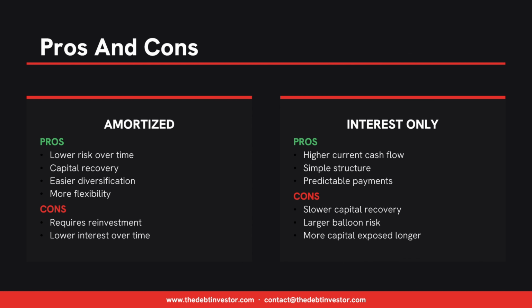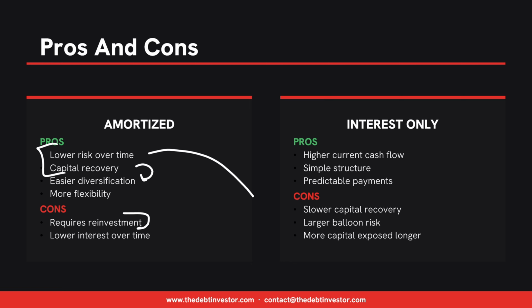And so let's cover some pros and cons, right? Well, amortized, what does it do? We've been over that it lowers risk over time, and it also, that subsequently brings your capital or your principal back to you so you can redeploy, right? And the redeployment leads to an easier diversification, which subsequently means more flexibility, right? Now, the cons of this is you are going to have to reinvest this capital. So you're going to have to find somewhere to put it. And over time, you're going to get less interest. But as long as you keep the capital moving, it's the same exact return.